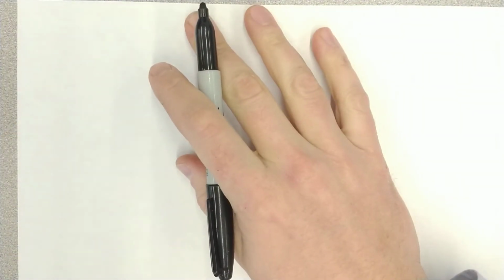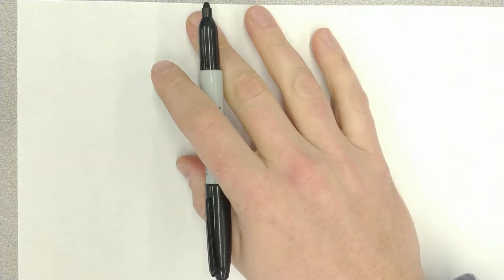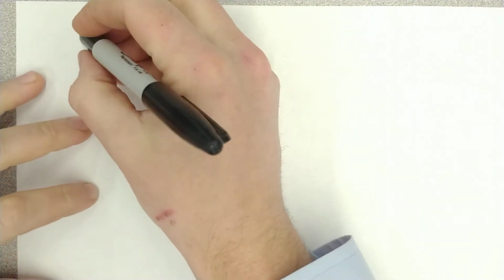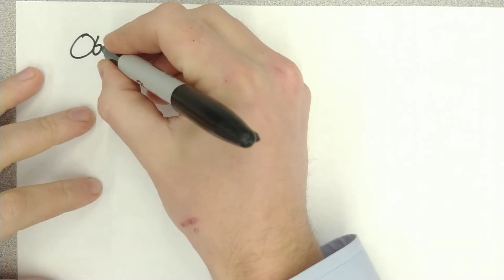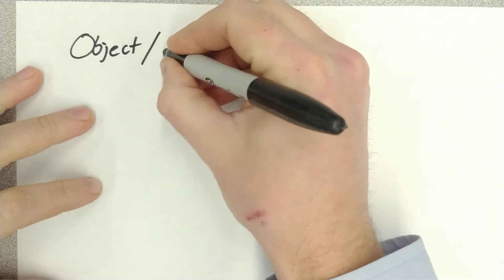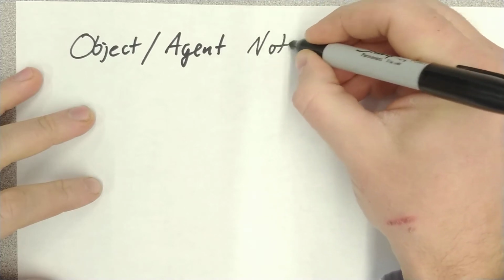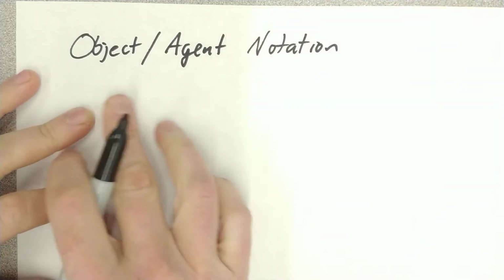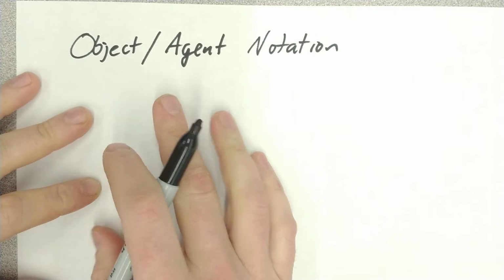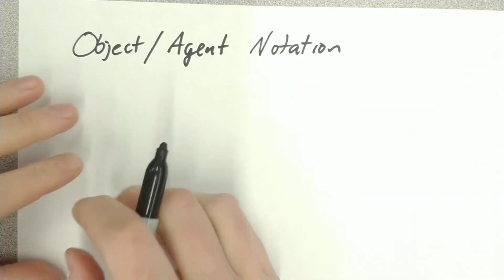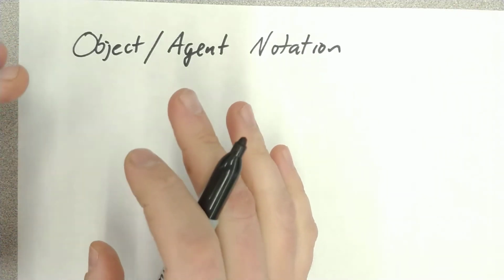Okay, Physics H. Let's talk a little bit about forces and force diagrams, all right? Something called object-agent notation. All right, object-agent notation. So, let's just look at a really basic force, right?